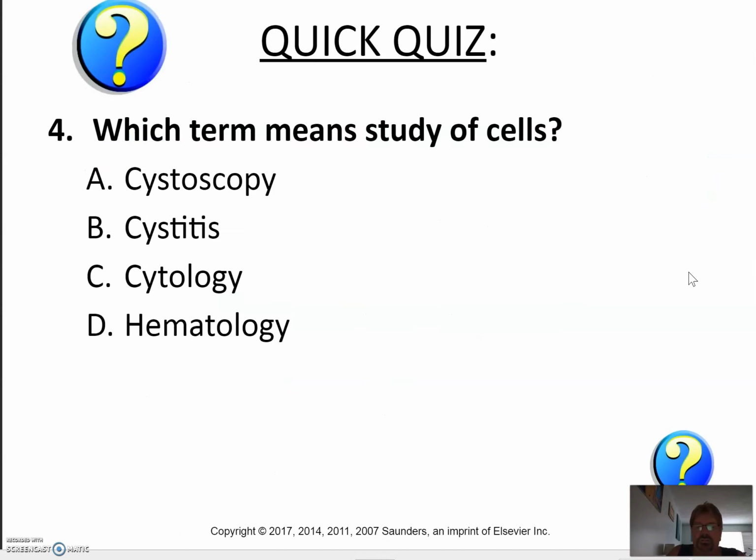Quick quiz. Which term means the study of cells? Now, what's the root word for cell? I'll give you a hint. It's cyto. So that eliminates D. Is it? Well, actually, it eliminates everything but C, because this is cysto. What's cysto mean? Urinary bladder. Cyto means cell. Ology means the study of. Bingo, there it is right there in black and white.